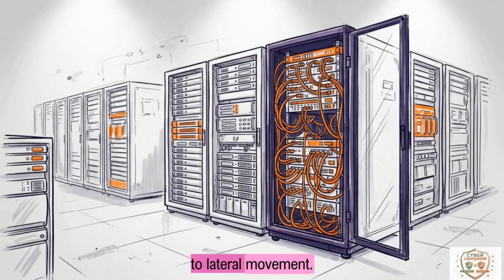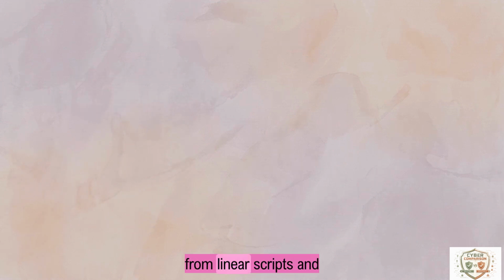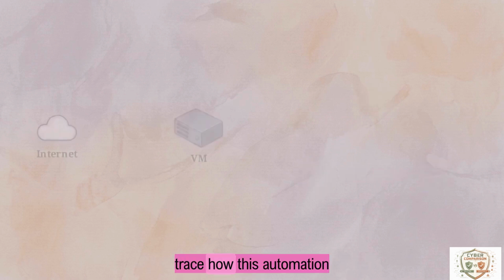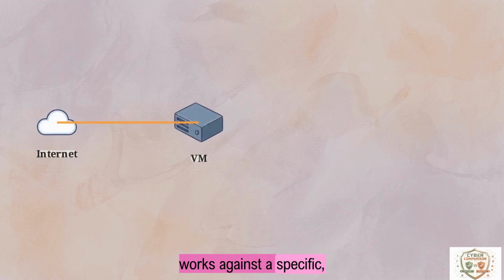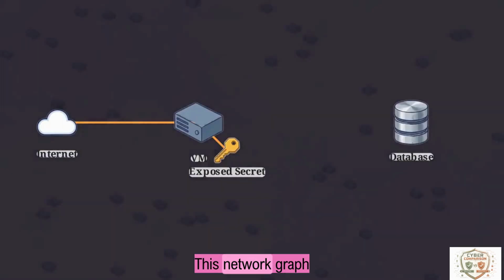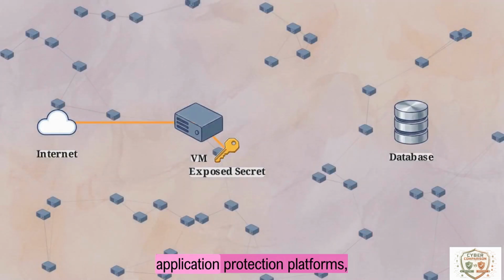To close that gap, defense mechanisms have to move away from linear scripts and shift toward context-aware automation. Let's trace how this automation works against a specific complex threat, an exposed API secret sitting inside a public-facing virtual machine. This network graph shows how modern cloud-native application protection platforms, or CNAPs, map those relationships.